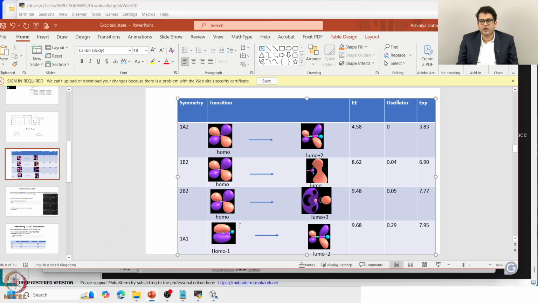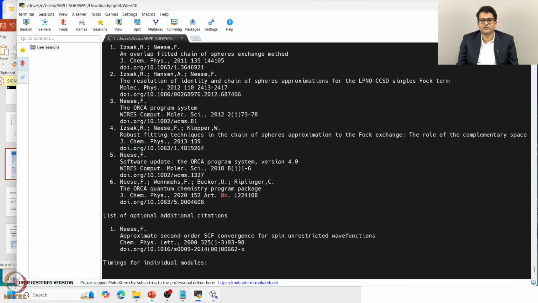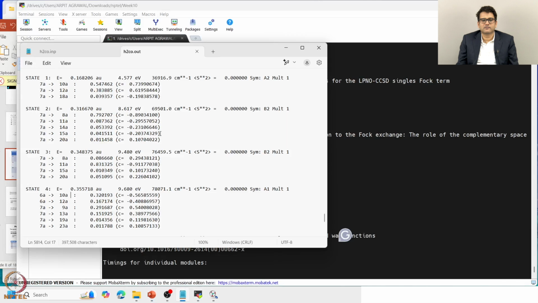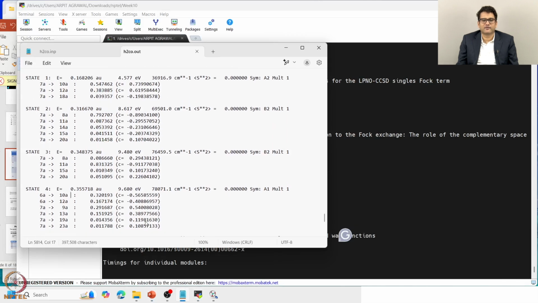Now, one problem in this particular case is that if I look at, let us say, the 4th state, it is very difficult to guess which is the dominant transition, because all 4 of them actually have quite a big contribution. Here there are 4 orbitals which have dominant transitions. So, how will I interpret this kind of state?